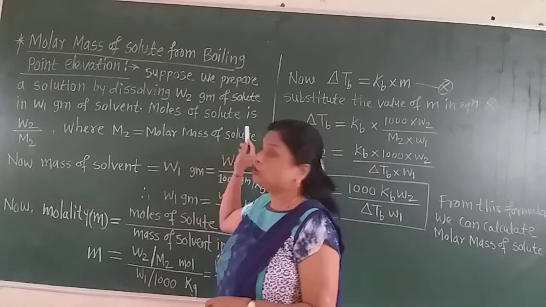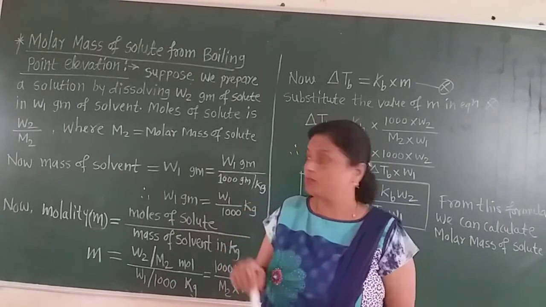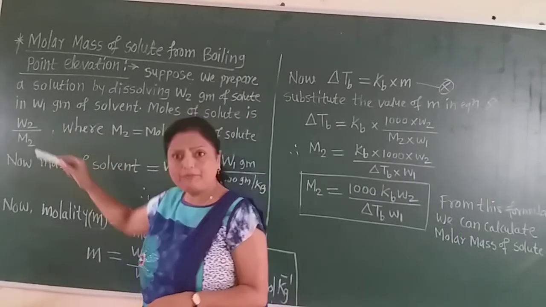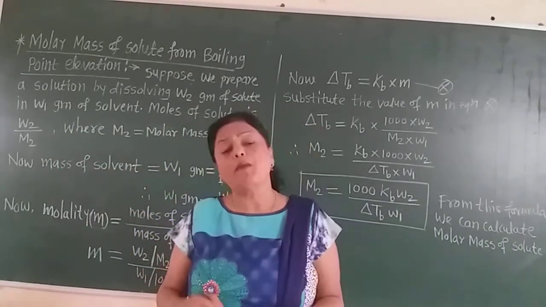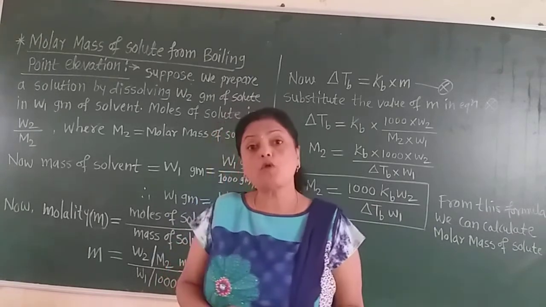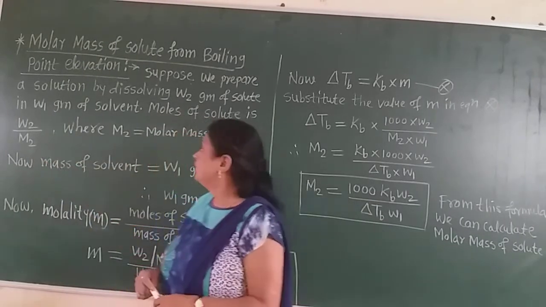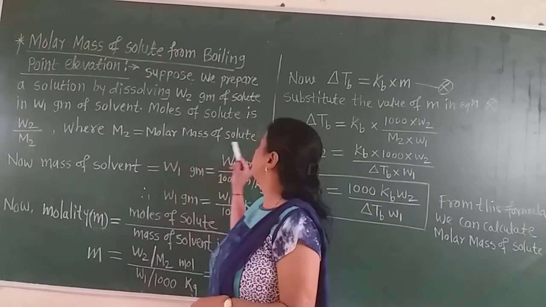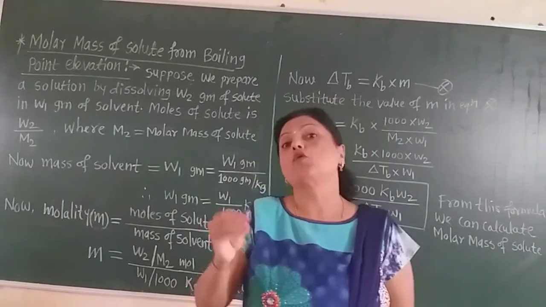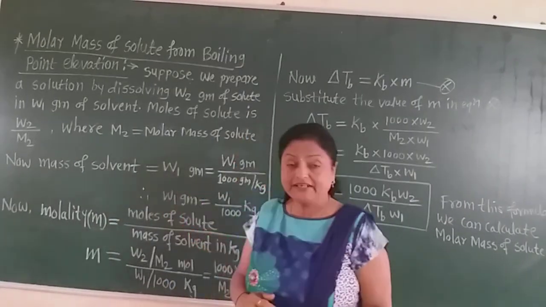Now the moles of solute we denote as N2. The moles of the solute N2 we calculate as W2 divided by M2. That is, number of moles is equal to mass in gram divided by molar mass of that substance. So the number of moles of solute is calculated as W2 divided by M2. Here M2 is the molar mass of the solute, and we have to find out this M2 from the boiling point elevation. Now the mass of solvent is W1 gram.